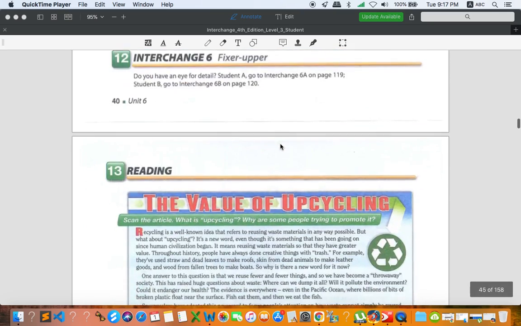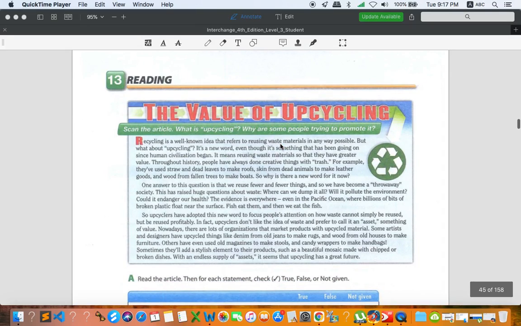Let's go to the last activity, reading: the value of upcycling. Maybe you don't understand the word upcycling, but if you take a look at the sign right here, maybe you can guess what it means. It's about recycling, and it keeps moving non-stop. So it's about recycling. Your job is to read this text. There are 3 paragraphs here, so go from the first to the last paragraph to understand what it is.